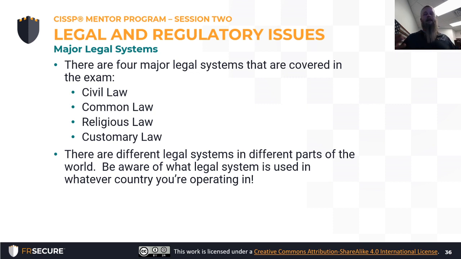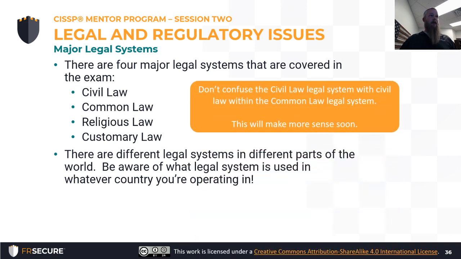Customary law is the one that I think is the most gray. If you just operate in the United States, chances are very good you're operating all under common law. Different parts of the world, just understand that if you're working in a global organization, or in an organization located in a different part of the world, or you've maybe moved there, it might be a whole different set of laws. So it's good to get accustomed to what laws you're working with. Don't confuse the legal system with the civil law within the common law. Not to confuse you, but that's really the only one that gets confusing when you talk about the legal systems and the types of law within those legal systems.